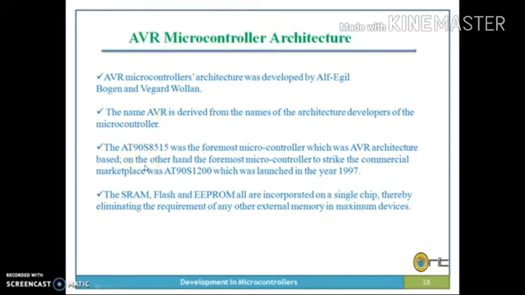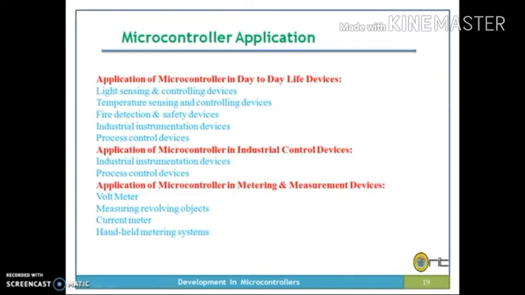Then AVR microcontroller architecture. AVR microcontroller architecture was developed by Alf Egil Bogen and Vegard Wollan. The name AVR is derived from the names of the architecture developers of the microcontroller. The ATmega AT90S8511 was the foremost microcontroller which has AVR architecture base. On the other hand, the foremost microcontroller to strike the commercial marketplace was the AT90S1200, which was launched in the year 1997. The SRAM, flash, and EEPROM are incorporated on a single chip, thereby eliminating the requirement of any other external memory in maximum devices.